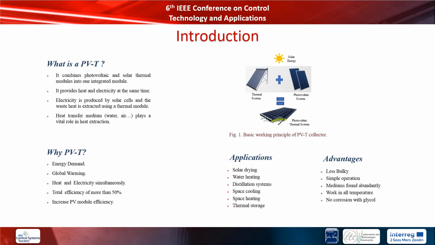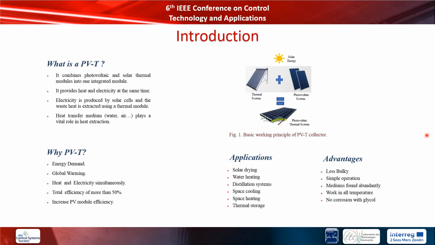Solar energy harvesting is becoming popular because of global warming and the rise in fuel prices. Renewable energy has been one of the main areas of interest for governments of nearly all countries. Solar energy is clean and the most abundant energy source available around the globe. A PVT system combines a photovoltaic module and a thermal module into one integrated unit. Heat is produced by the thermal module, whereas electricity is generated simultaneously by the PV module. The total efficiency is more than 50%.